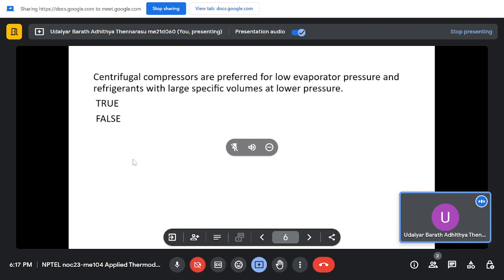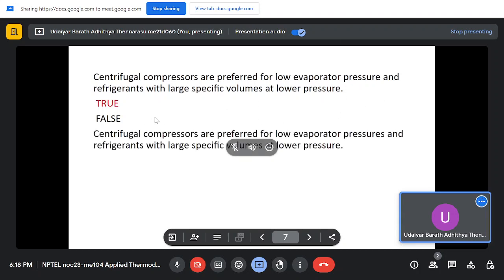The next question is: centrifugal compressors are preferred for low evaporator pressure and refrigerants with large specific volumes at lower pressure. Basically, centrifugal compressors are used for large specific volumes and lower pressures. The statement is true. Centrifugal compressors are preferred for low operating pressures and refrigerants with large specific volumes.